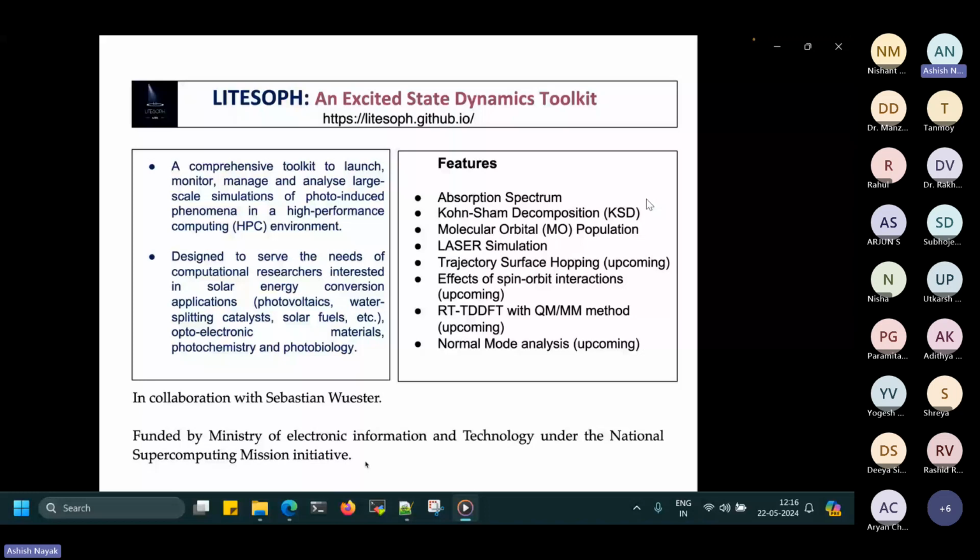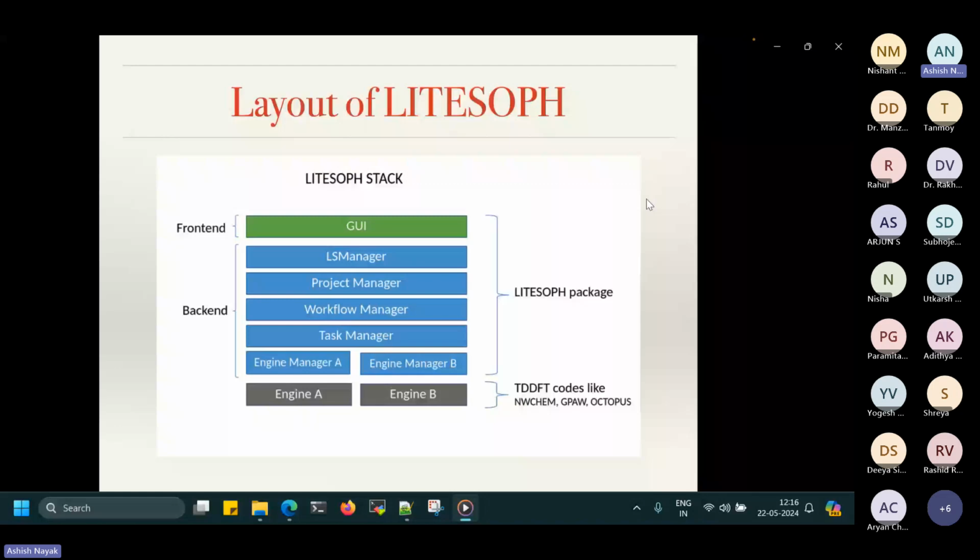Okay, so very quickly, the layout of LITESOPH. LITESOPH was built as a layer integrated tool. The bottommost layer are the engines. So we have TDDFT codes like NWChem, GPAW, Octopus. You can see that we have deliberately chosen open source codes. Our code itself is open source and available to all. So we want to make sure that going ahead, we have open source codes under the hood. Of course, we allow you to integrate any code that you want. In fact, one of the main ideas was that it should be user-friendly as well as developer-friendly. So there are a lot of nice templates and you can develop interfaces on your own.